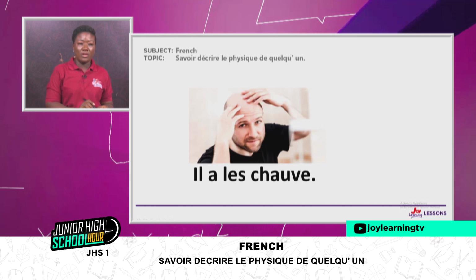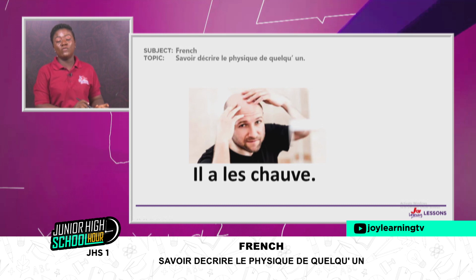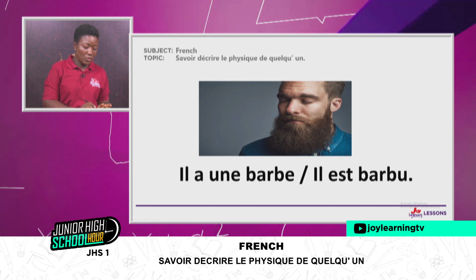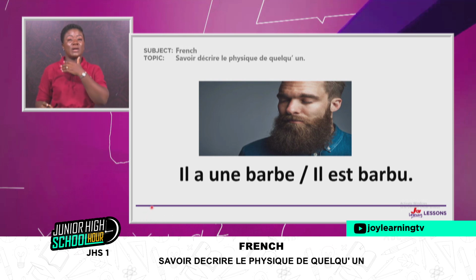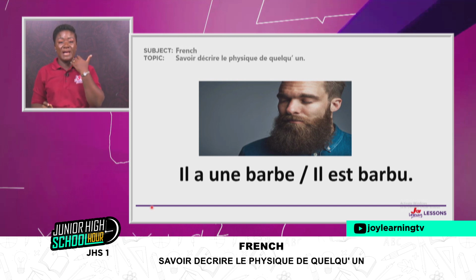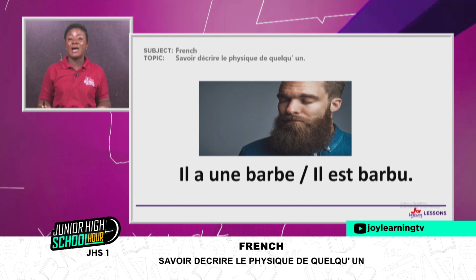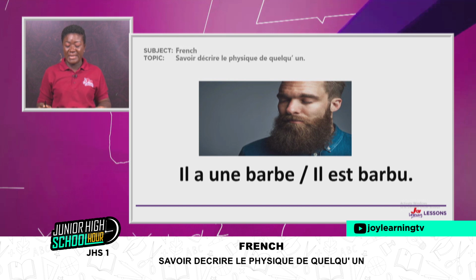Then we saw the bald head as il a le chauve. Il a le chauve. Or il est chauve. Then we can also describe someone if the person has some form of, what? Beard. We saw it as il a une barbe. Il a une barbe. Ou bien il est barbu.